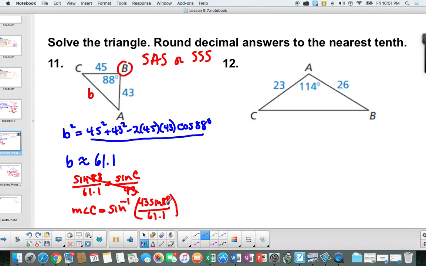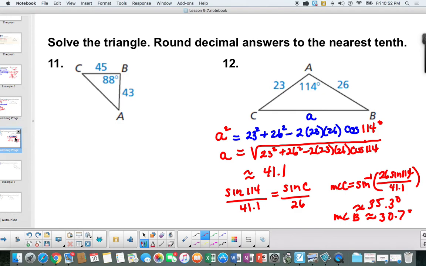So let me go ahead and put that in the calculator. Sine inverse of 43 sine of 88 divided by 61.1. And I get my angle to be approximately 44.7 degrees. So angle C is 44.7 degrees. Subtract from 180. And the other angle is 47.3 degrees. Okay, stop the screencast and see what you can do with number 12.